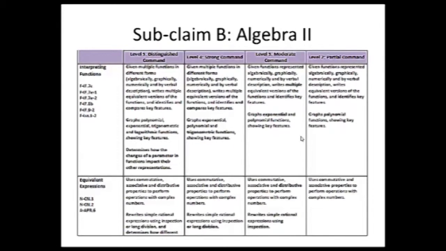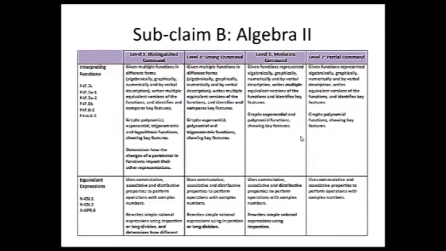Then subclaim B for Algebra 2 focuses on this marriage of what they're doing in functions with the statistics. And by the way, subclaim B for Algebra 2 is rather full, if you will. We're not only going to interpret functions and find equivalent expressions for the content from subclaim A for Algebra 2, but we're also going to, again, perform transformations on functions. We're going to work with the unit circle with trigonometry, and then solving systems.